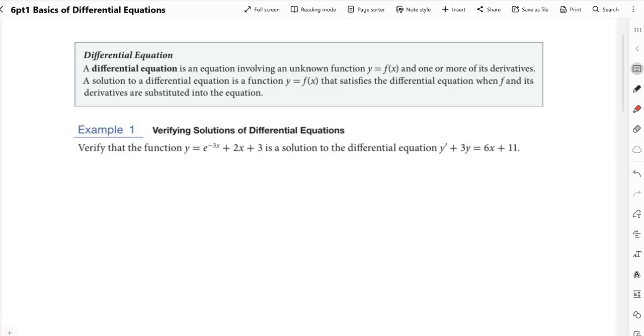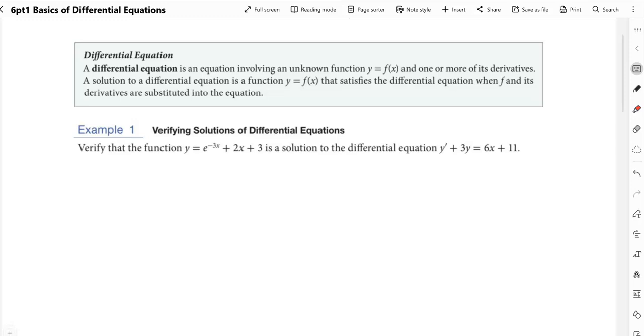Hello everyone. In this set of videos, we are going to start talking about differential equations. So a differential equation is an equation that has derivatives in it. The goal is to figure out what is the original function. So we're going to start with some baby steps. We're going to start by verifying solutions to differential equations.